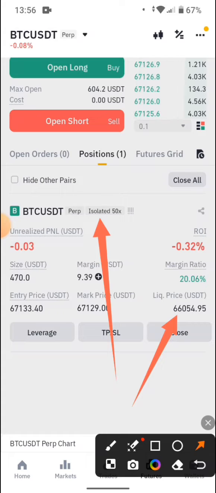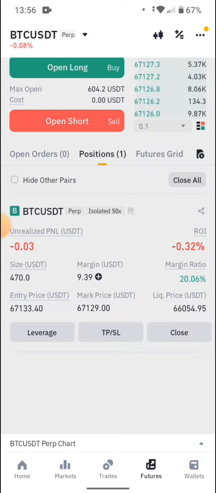What is the advantage of cross margin? Cross margin basically moves your liquidation price very far. So now we are using isolated, and what you are seeing is 66. So we are going to close.